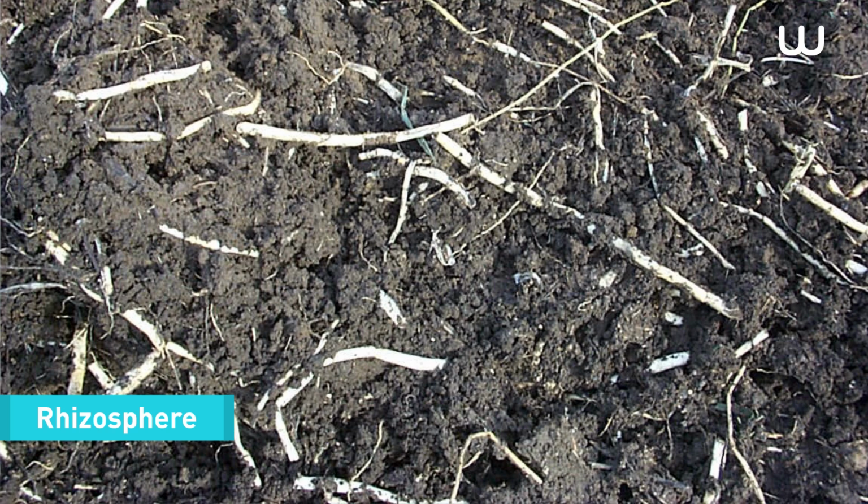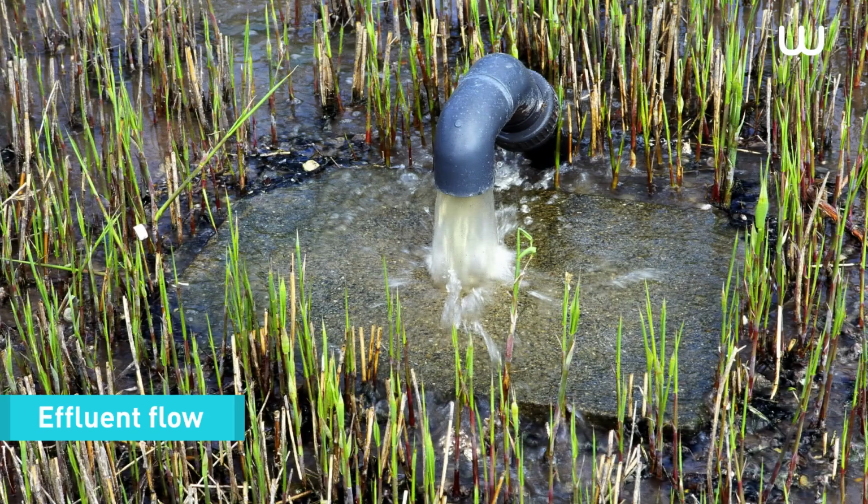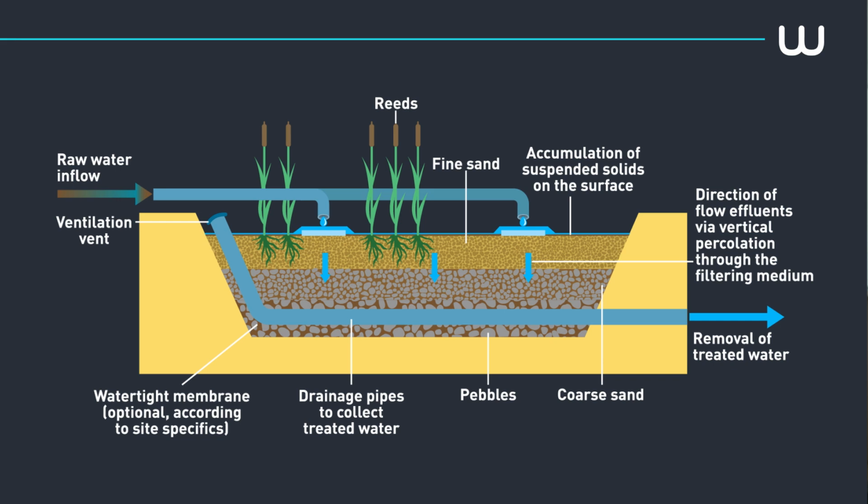Having been previously settled, the effluent flows abruptly onto the filtering medium through regular pond loads, enabling good distribution of liquid and oxygenation of the filtering medium. This also prevents clogging. Water then passes through the first layer of fine sand, then the layer of coarse gravel.